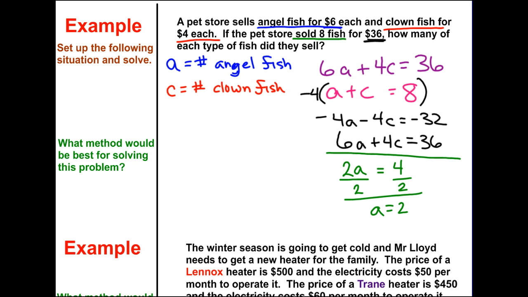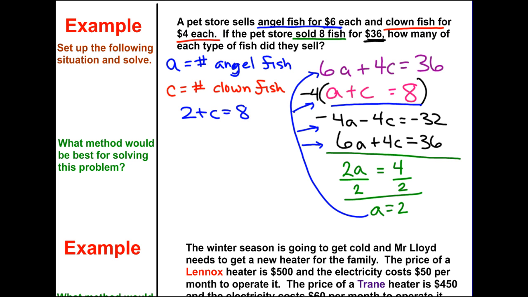Now again, all we have to do is take this and plug it into any of these 4 equations that we have. It should work for any of them if we did our math correct. And I'm going to plug it into my one that I think is the easiest. A plus C equals 8. So 2 plus C equals 8. Subtract 2, well, C equals 6.